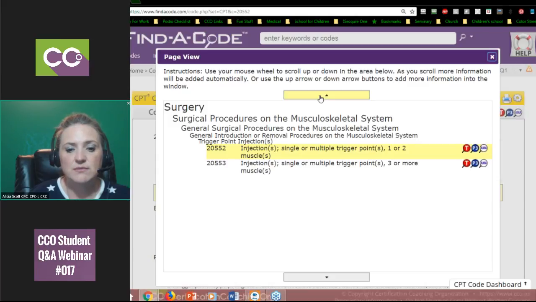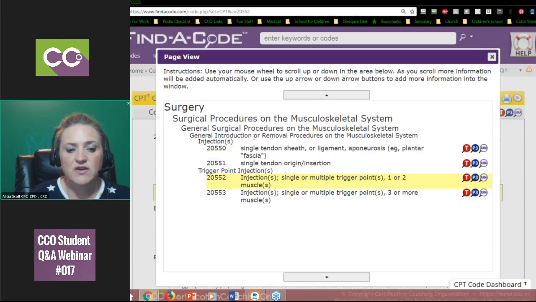Now, let's go back up here. 50 and 51, single tendon sheath. So tendon sheath, ligament, or this aponeurosis that attaches the muscle to the bone. You've got one here, single tendon sheath, or if you look at 20551, you have single tendon origin insertion. So again, those are different, and then trigger points, right?